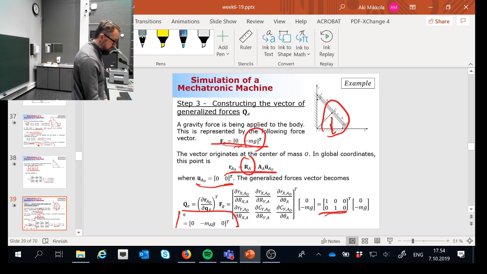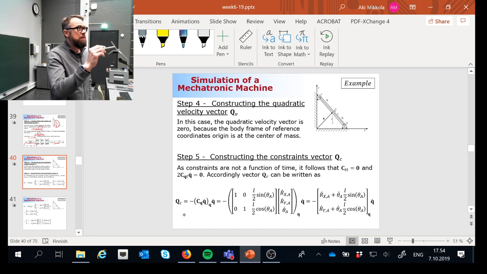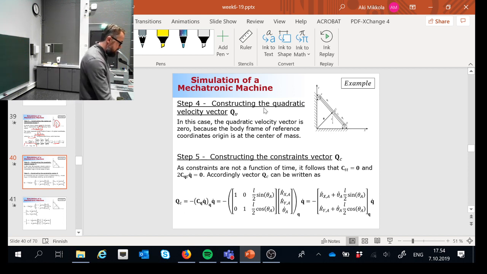Step number 3, done. Step number 4, that's easy. Remember, the mass matrix is a diagonal matrix. The quadratic velocity vector will be equal to 0. Step number 4, checked.